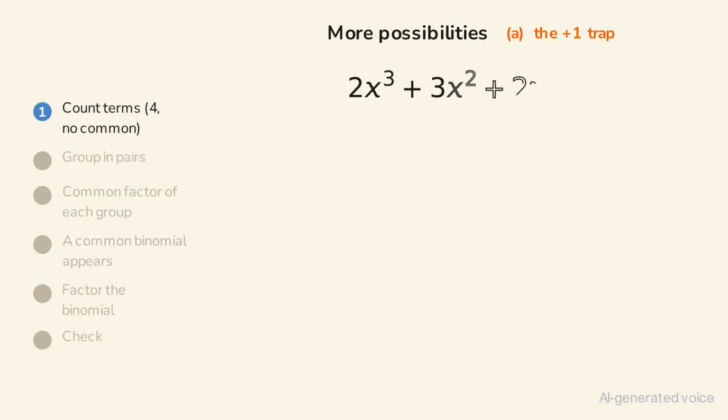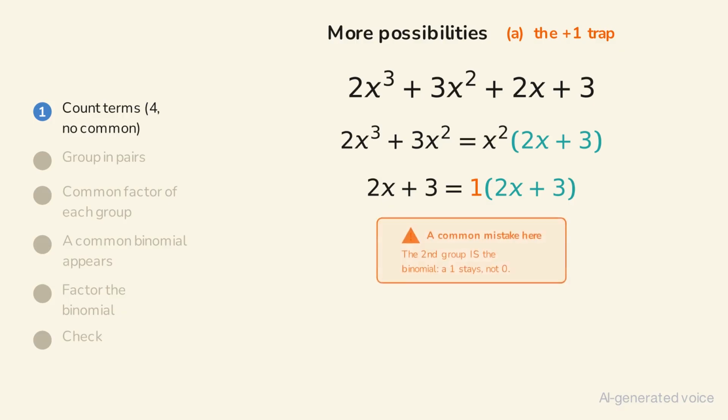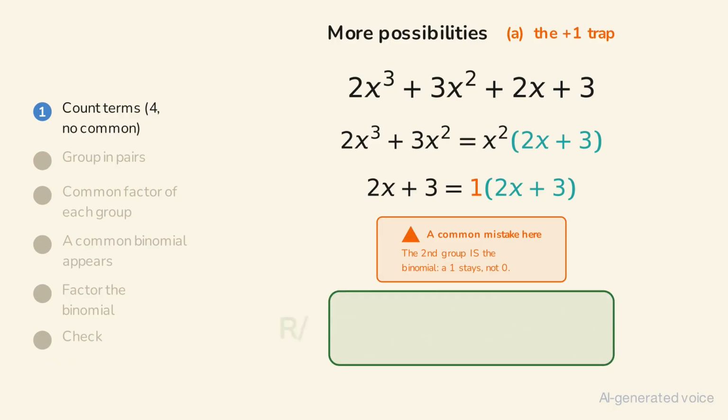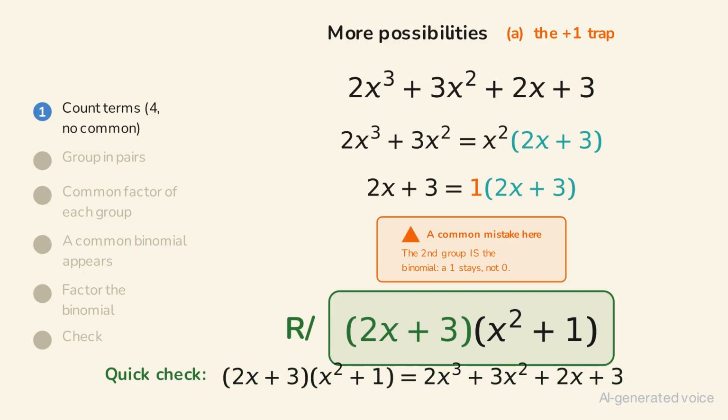Let's see less trivial possibilities, now more briskly. The first, the plus 1 trap. From the first group, 2x cubed plus 3x squared, we take out x squared, leaving x squared times 2x plus 3. But the second group, 2x plus 3, is already the full binomial. Taking its common factor, a 1 stays inside, not 0. The common binomial is 2x plus 3, and outside we get x squared plus 1. The answer, 2x plus 3 times x squared plus 1. Quick check, 2x plus 3 times x squared plus 1 gives us back the four starting terms.